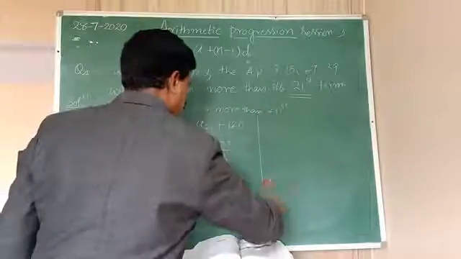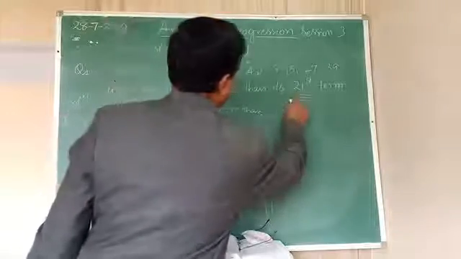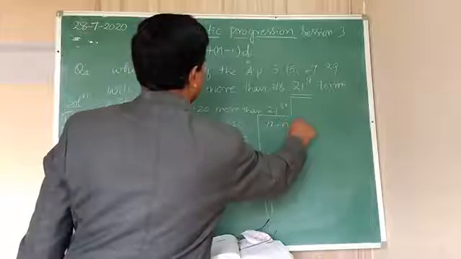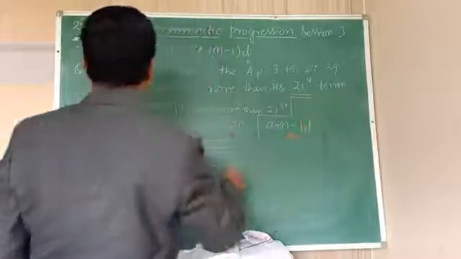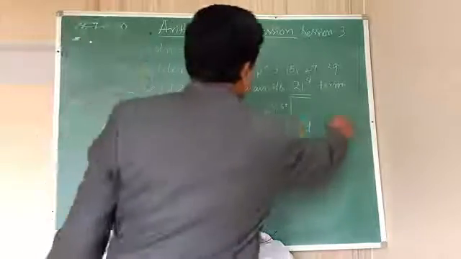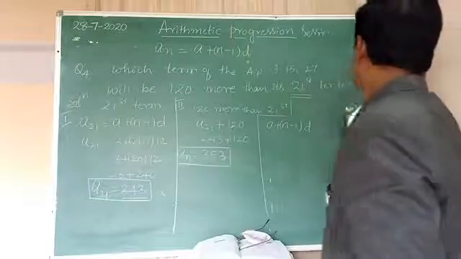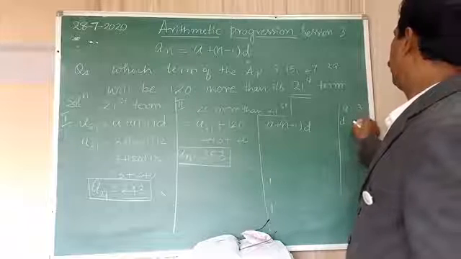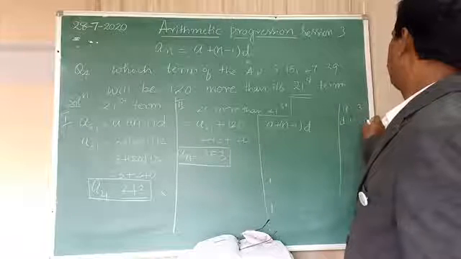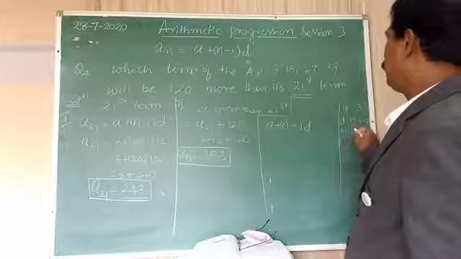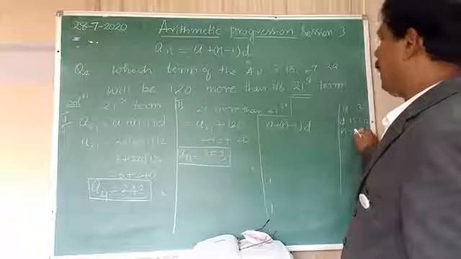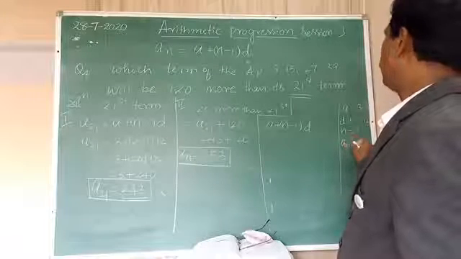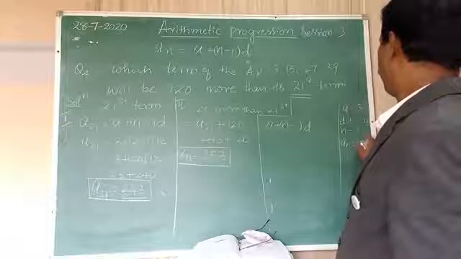Now we have to find out the n. So for that use the formula A plus n minus 1 into D. Now here you write down what is A. A is equal to 3. D is equal to 15 minus 3, which is 12. Then n we should find out. Then AN equals 353.